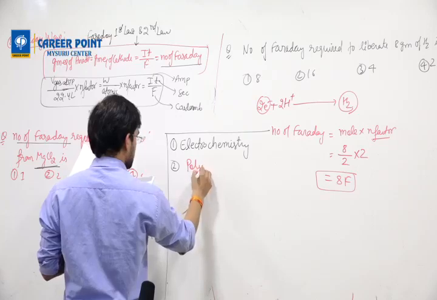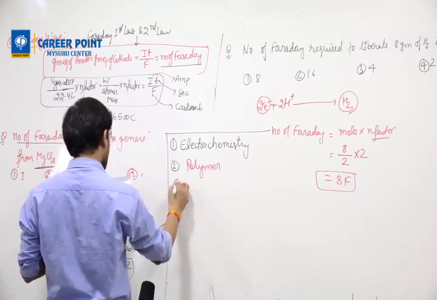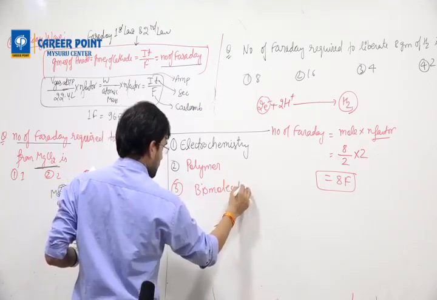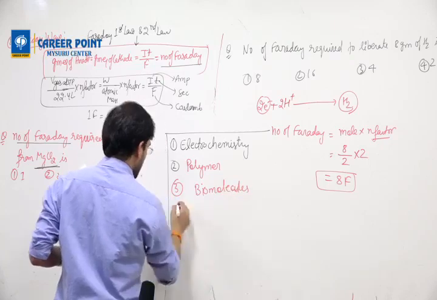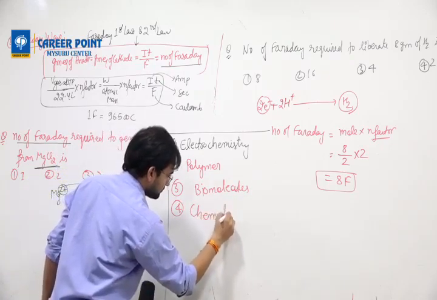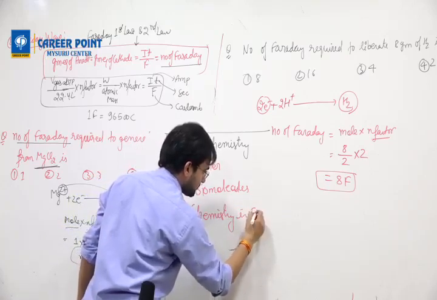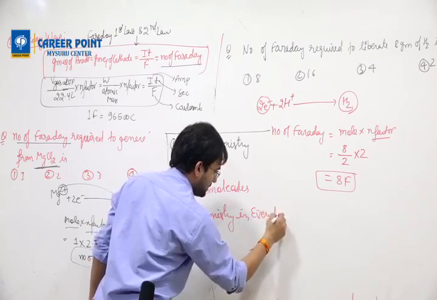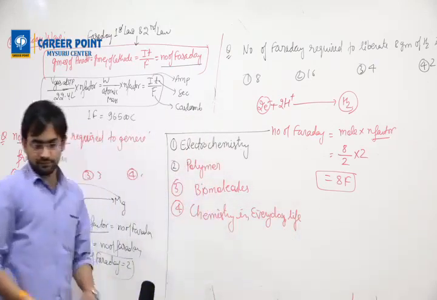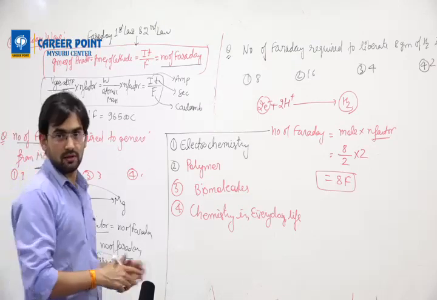Second chapter is polymer. Third chapter is biomolecules. Fourth chapter is chemistry in everyday life. So these 4 chapters.